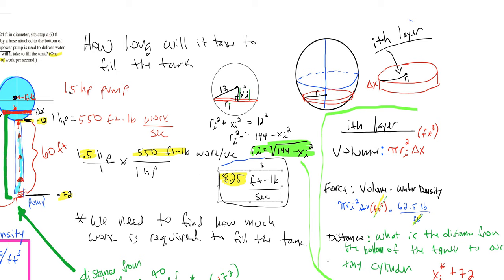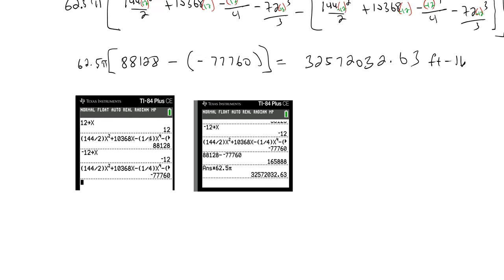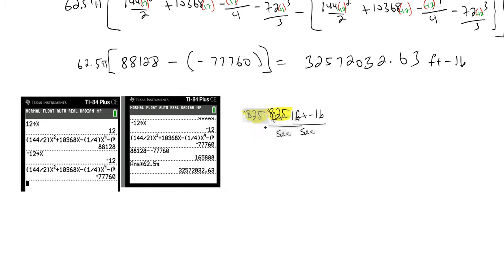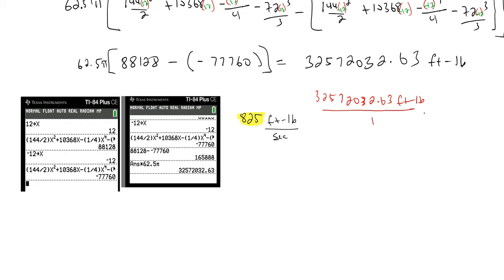So we go over here. After all, the unit they want is time. Okay, so we'll go here. Don't really need that stuff. So then you take that number, 3, 2, 5, 7, 2, 0, 3.2 foot-pound over 1 times 825 foot-pound per 1 second.